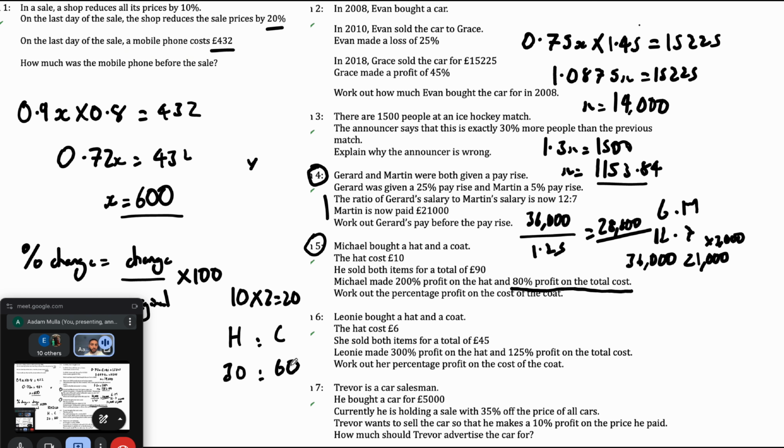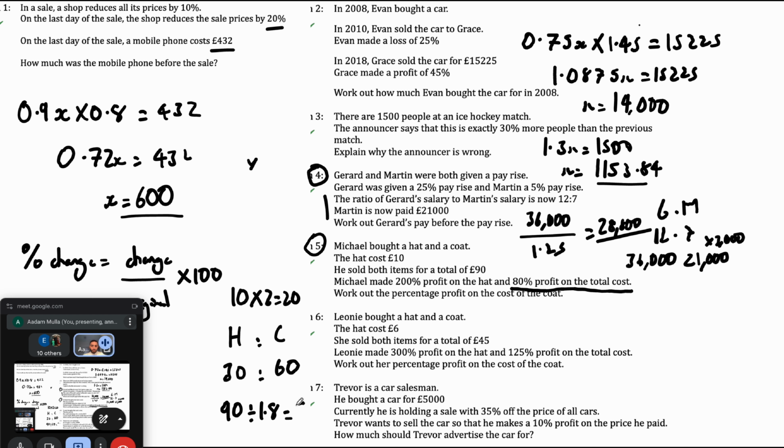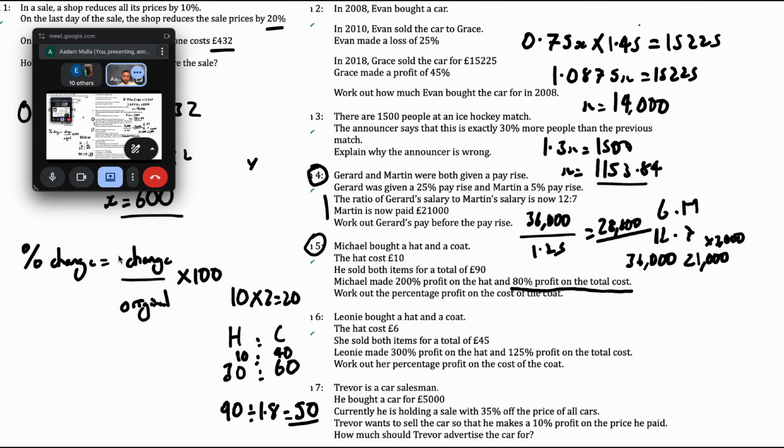Can then find out the total original cost, because we know the total sale price is 90. If we divide that by 1.8, that'll tell us what they both cost originally. So they both cost in total 50, and we know the hat was 10, so the hat was 10 and the coat was 40. So the coat went from 40 to 60, so you just need to figure out the percentage change in that. So that's where you could use this formula.